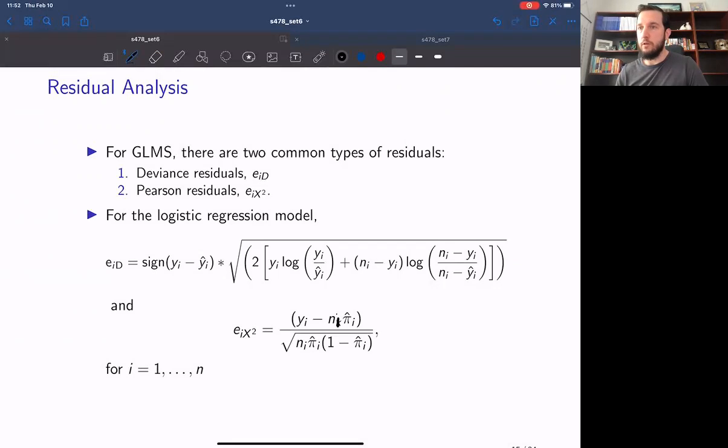They're done through the residual command. So you can specify whether you want the deviance residual or the Pearson residual. We'll also see how to calculate them by hand in lab next week, so we have the reference point.